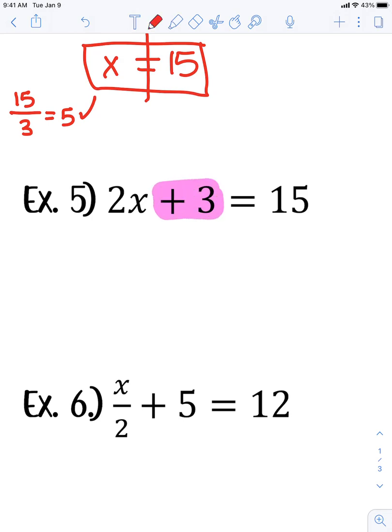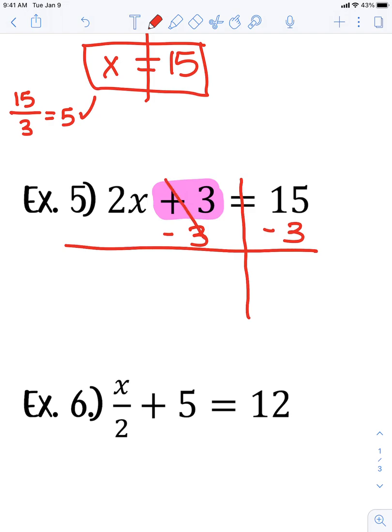Okay, so in order to move that 3 over, I need to do the opposite. So I want to subtract 3 from both sides, which leaves me, again, 3 minus 3, that zeroes out, and I drop down this. But now it's not just an x, it's a 2x. Okay, so I have 15 minus 3, that leaves me with 12.